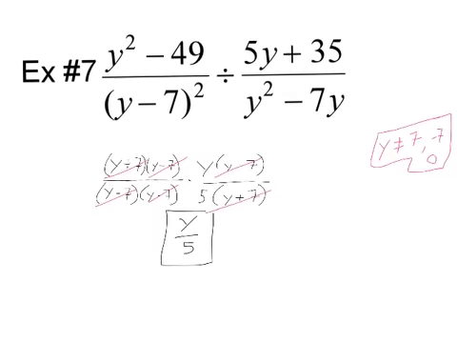Here, you can write it out as y plus 7 minus 7 minus 7 minus 7. You can pull out a y and get y minus 7, and then pull out a 5 and get 5y plus 7.